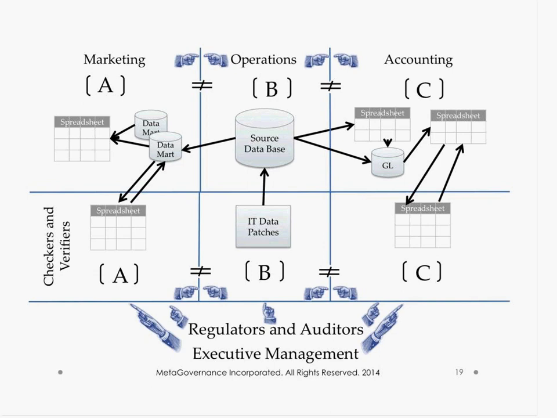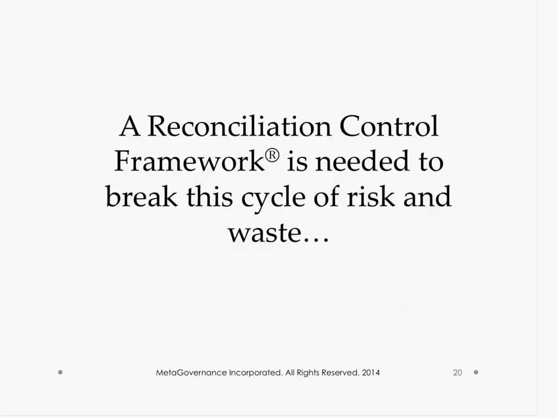We estimate that 20 to 25% of a data worker's time is spent collecting and validating data in order to do his or her job. And you see that as a significant operational inefficiency. In lean thinking in the manufacturing world, that term is muda, or waste. If you can strip waste out of the information manufacturing process, you become more efficient. So a reconciliation control framework is needed to break this cycle of waste.